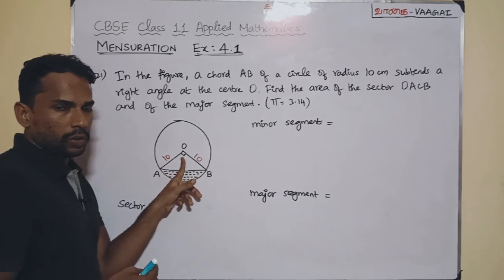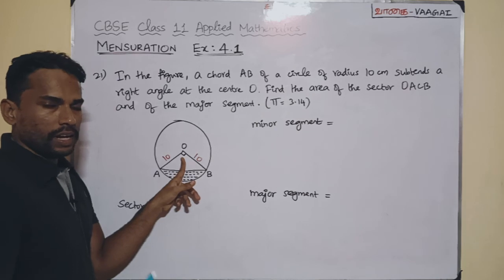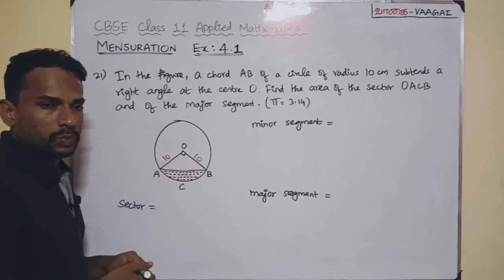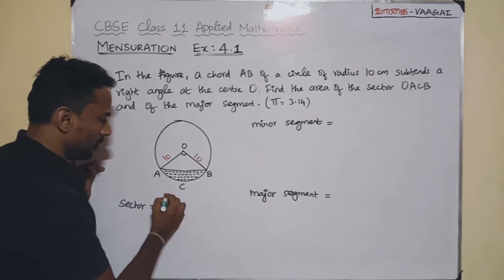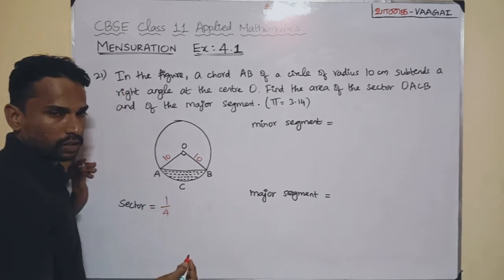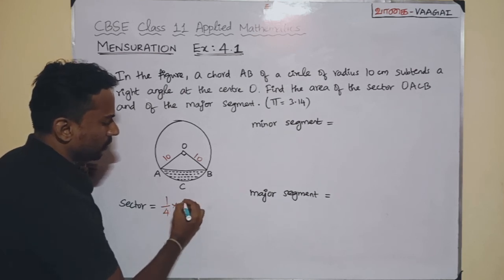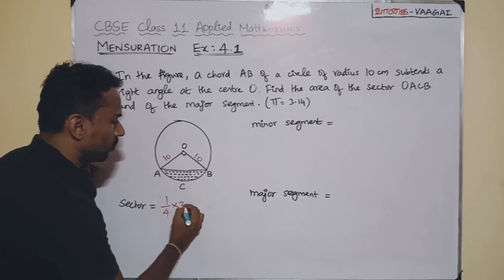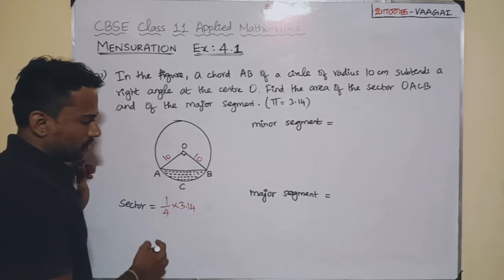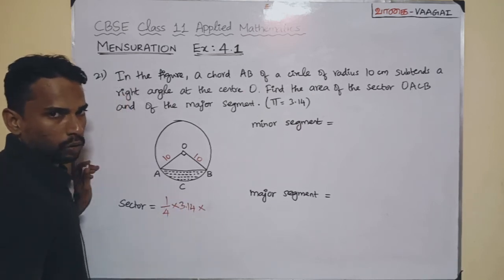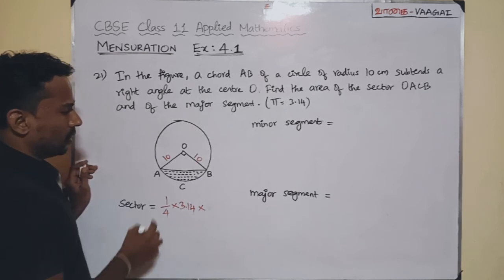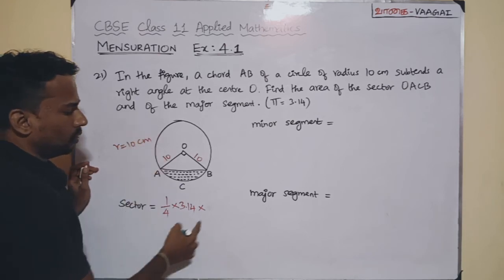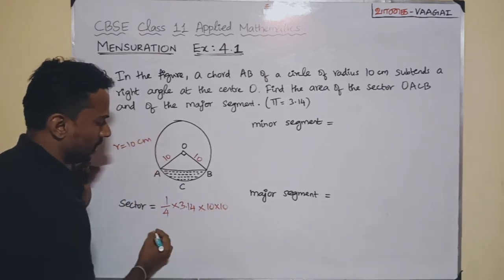Since this angle is a right angle, 90 degrees, it is very clear that this sector is actually a quarter circle, which means I can easily find the area of the sector, which will be 1/4 of pi r square. Correct? In our question it is advised to take pi as 3.14. So let's use the same. So pi 3.14 into r square. What about r square here? r is basically 10 centimeter. So 10 into 10. So this is what we will be having.